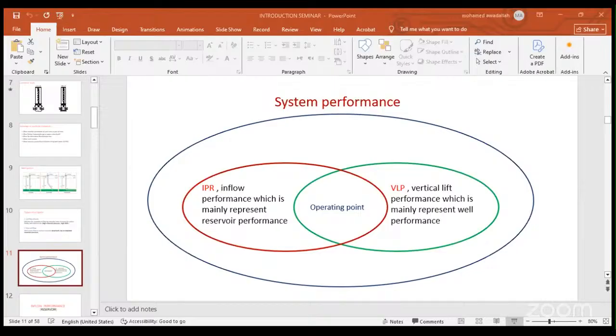The two main components of system performance are the VLP and IPR. The VLP is vertical lift performance, which mainly represents the fluid flow through the well itself, through the tubing from the bottom hole to the surface. The other concept is IPR, which is inflow performance, which mainly describes the fluid flow inside the reservoir itself. So we have two main components in the system performance: VLP, vertical lift performance, and IPR, inflow performance.